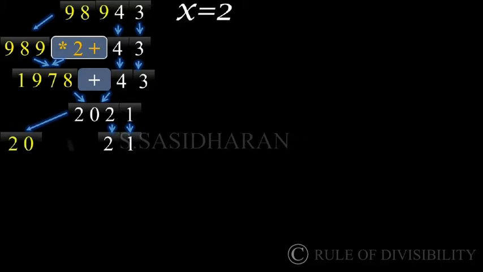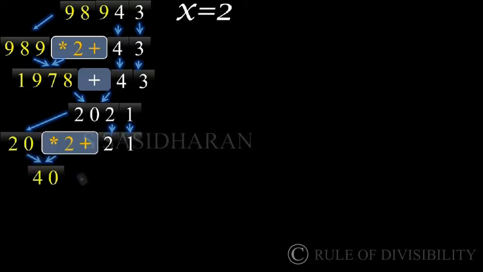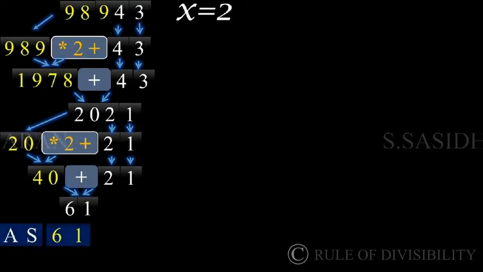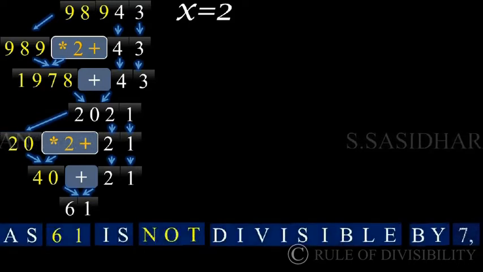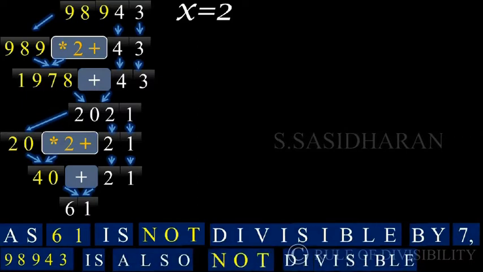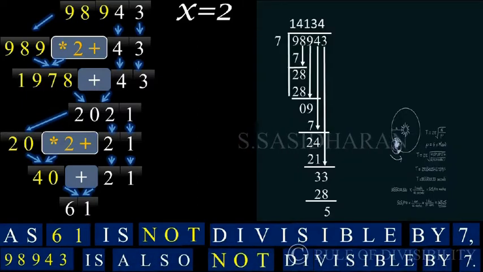Again apply the rule. Now the answer after applying our rule is 61. Unfortunately, the number 61 is not divisible by the number 7. And so this number 98943 is also not divisible by 7. And in our normal division also, it has been proven that 98943 is not divisible by 7.